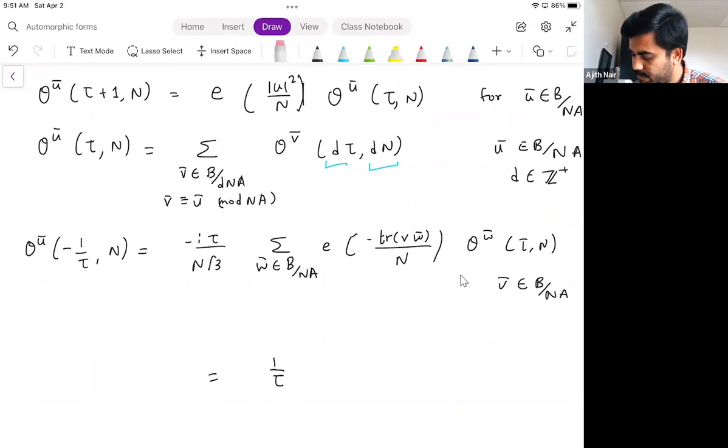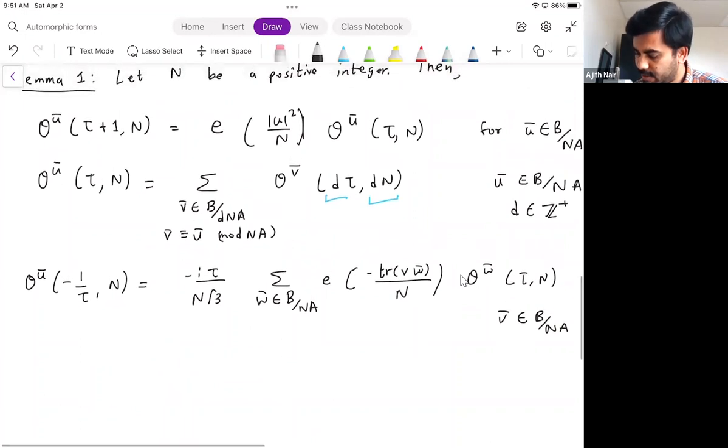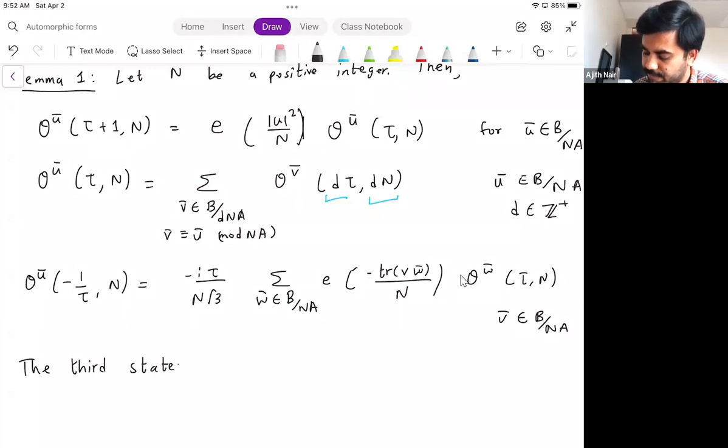So this is my first lemma. I'm not proving it, but I will just indicate. The first two statements are not very hard to prove. They are just simple substitutions and some minute observations. The third statement requires Poisson summation.